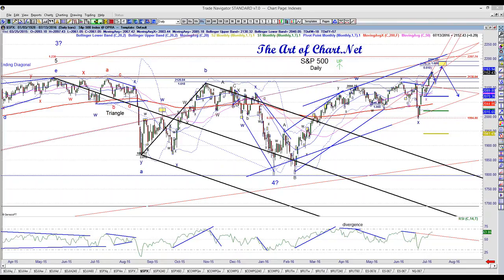He's talking about if the move down to 1810 was wave 4 of the bull market from 2009, and we are now in wave 5. Yeah, I think he's asking how far wave 5 is likely to go.